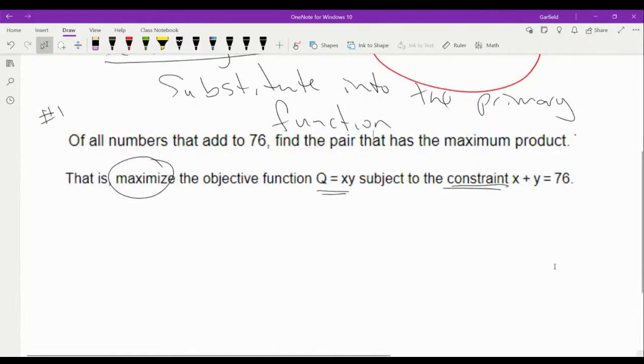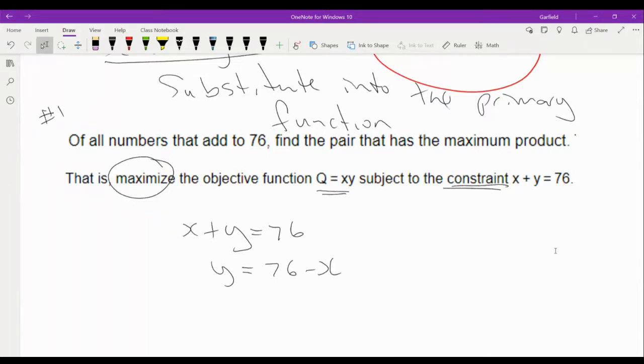And it's up to us what we want to substitute for. So we know that x plus y is equal to 76. So we could solve for y or for x. Now, if we solve for y, then this is 76 minus x. Does everyone agree with this? All we did was subtract x from both sides. Are we okay with this?